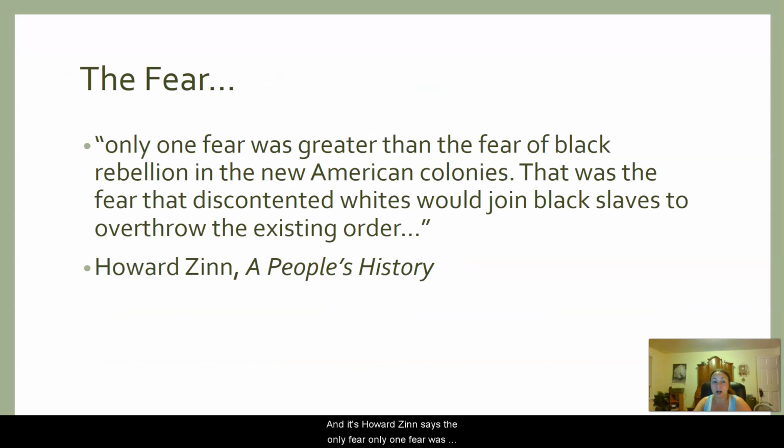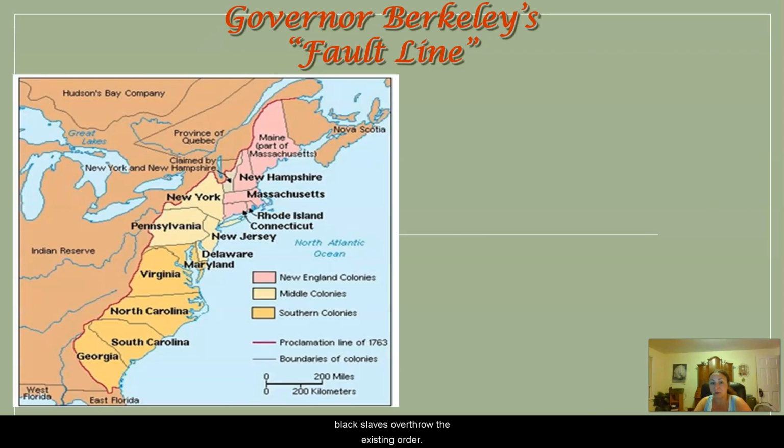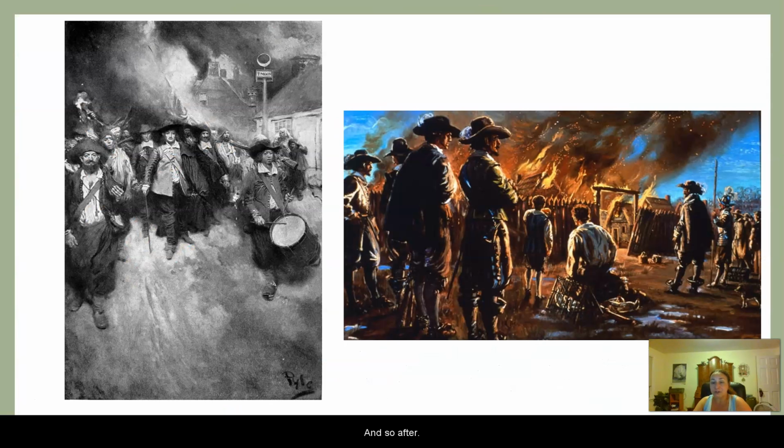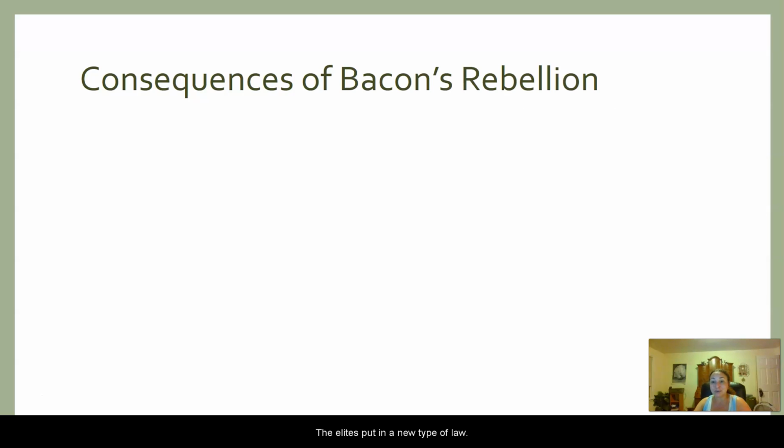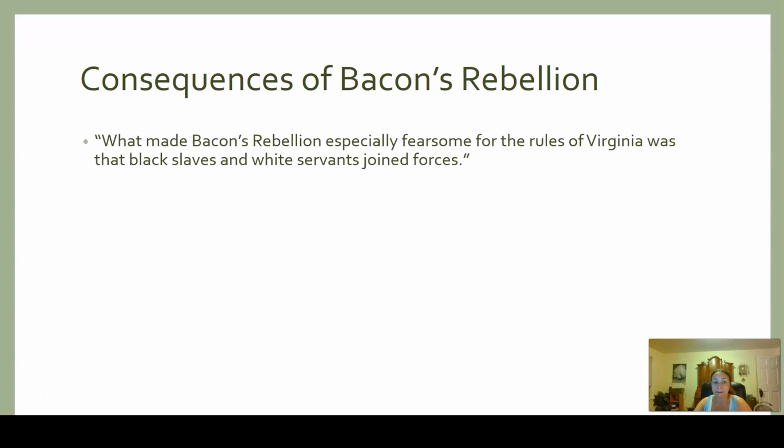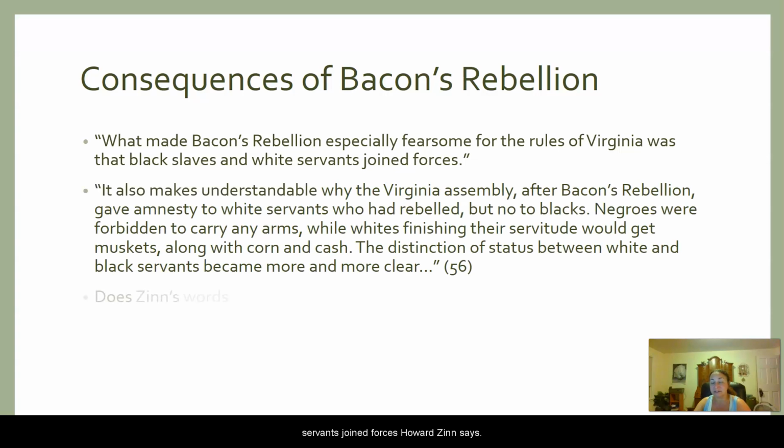As Howard Zinn says, only one fear was greater than the fear of black rebellion in new colonies. That was the fear that discontented whites would join black slaves to overthrow the existing order. After this insurrection, the elites put in a new type of law. What made Bacon's Rebellion especially fearsome for the rulers of Virginia was that black slaves and white servants joined forces, Zinn says. And so what we see after this is the creation of laws that separated people.